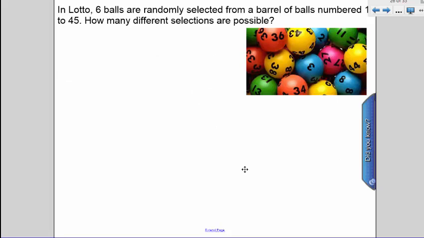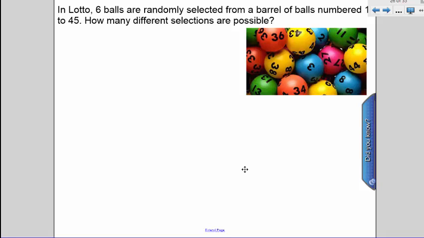And of course, Lotto. Who has dreamt about how they would spend the millions they would win from Lotto? Who's made plans even though they haven't bought a ticket? Let's see what your chances would be. We know in Lotto that 6 balls are randomly selected from a barrel of balls numbered 1 to 45. How many different selections are possible?